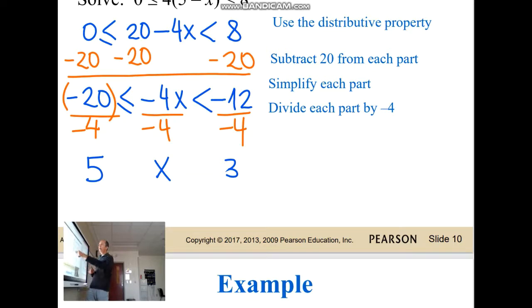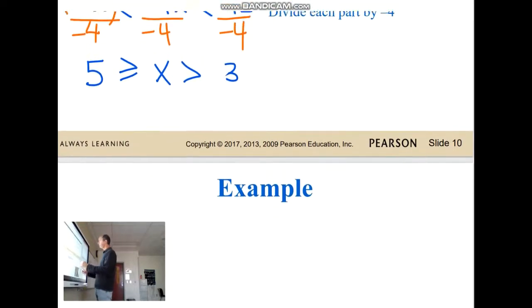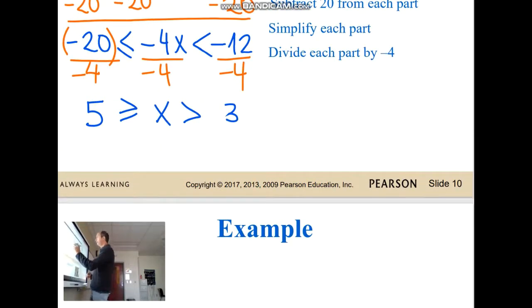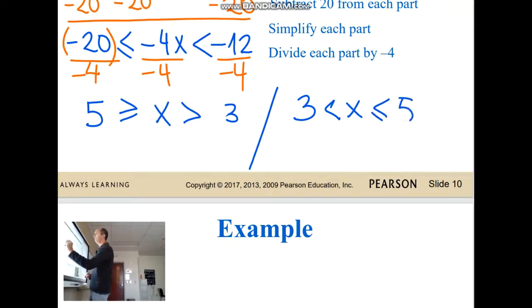Remember, if we divide by a negative number or multiply by a negative number on any inequality, we have to flip the inequality sign. So flip all the inequality signs. The result is this. And we can write like this, or we can write like this. 3 less than x less or equal than 5.